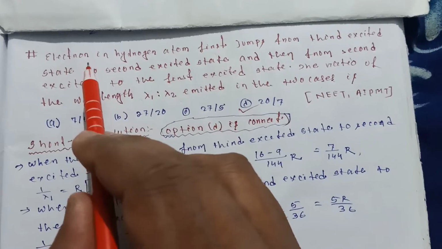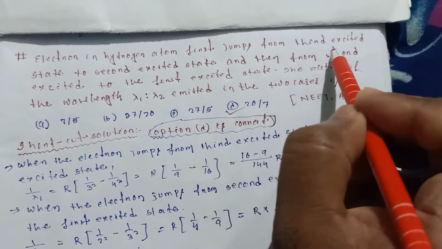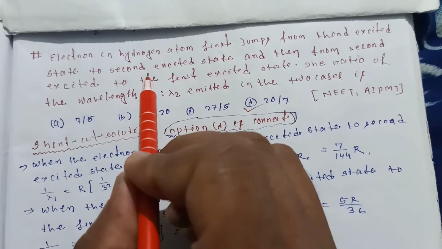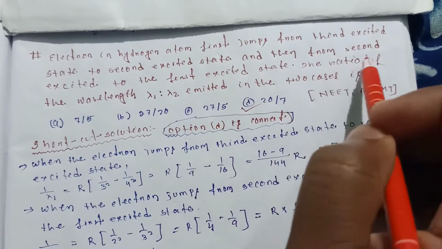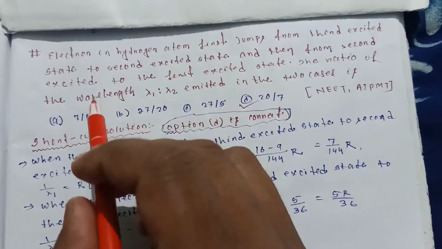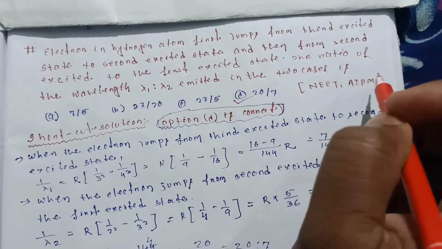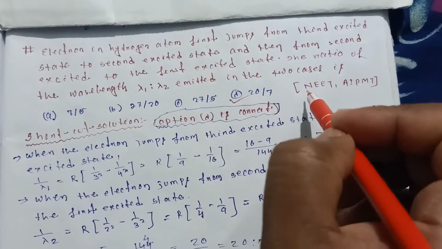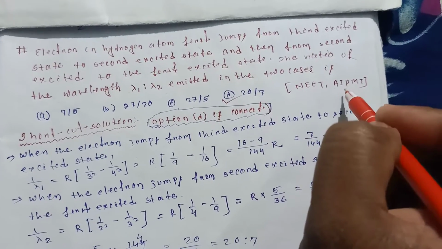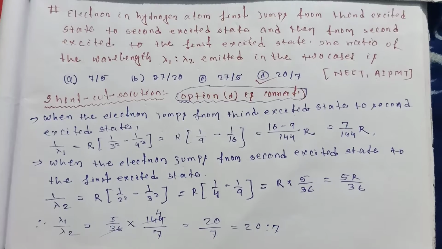Okay, the question is: the electron in the hydrogen atom first jumps from the third excited state to the second excited state, and then from the second excited state to the first excited state. The ratio of the wavelength lambda 1 to lambda 2 emitted in the two cases is how much? This question is an NEET AIPMT question. So option D is correct.